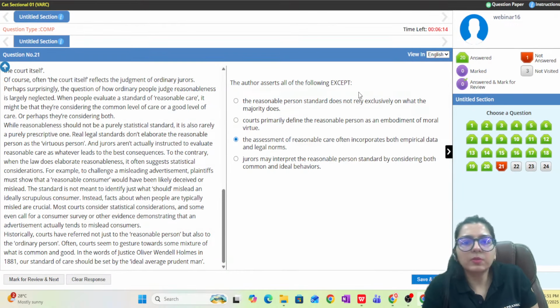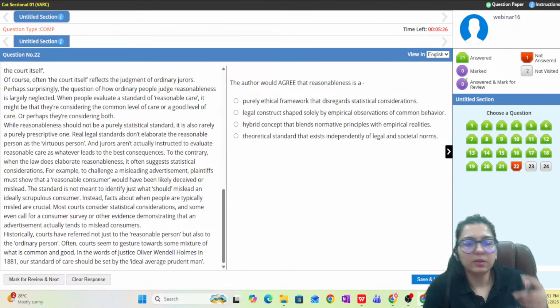The author asserts all of the following except. So which of the following is false? It's a reverse question. The reasonable person standard does not rely exclusively on what the majority does. True. Courts primarily define a reasonable person as an embodiment of moral virtue. No, that's not what it is. So this can be my except answer. The assessment of reasonable care often incorporates both empirical and legal norms. True. Jurors may interpret the reasonable person standard by considering both common and ideal. True. We have to find the except. False.